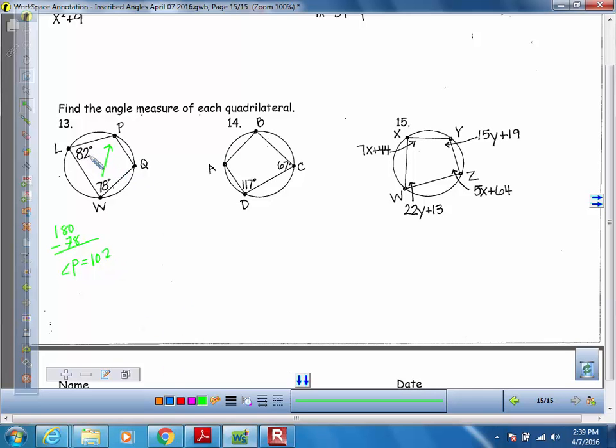Then what angle is opposite of L? Q. And so we would do 180 minus 82, and angle Q would equal 98.